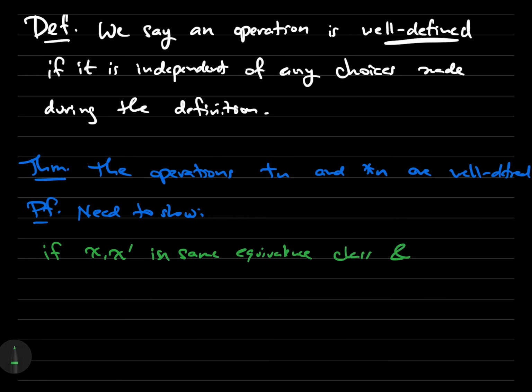If that's true, then none of the choices matter, because I could pick x and you could pick x prime, and we get the same answer. Said another way, we need to show that if x is equivalent to x prime and y is equivalent to y prime, then x plus y is equivalent to x prime plus y prime.